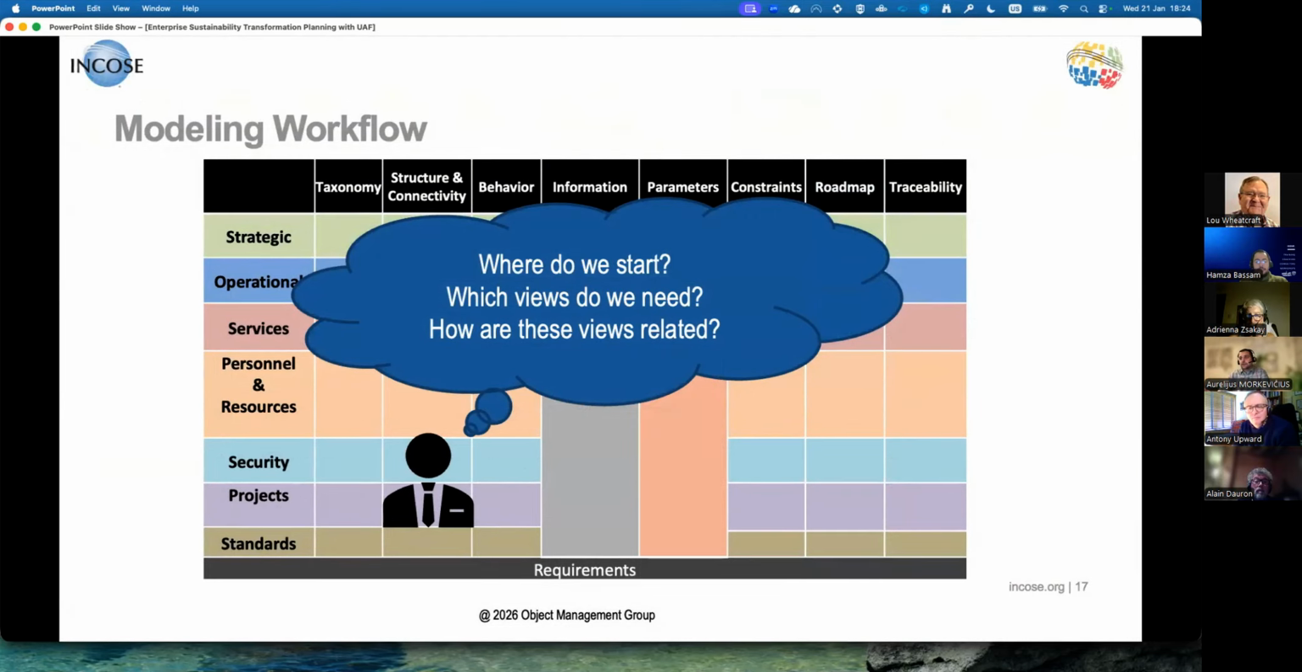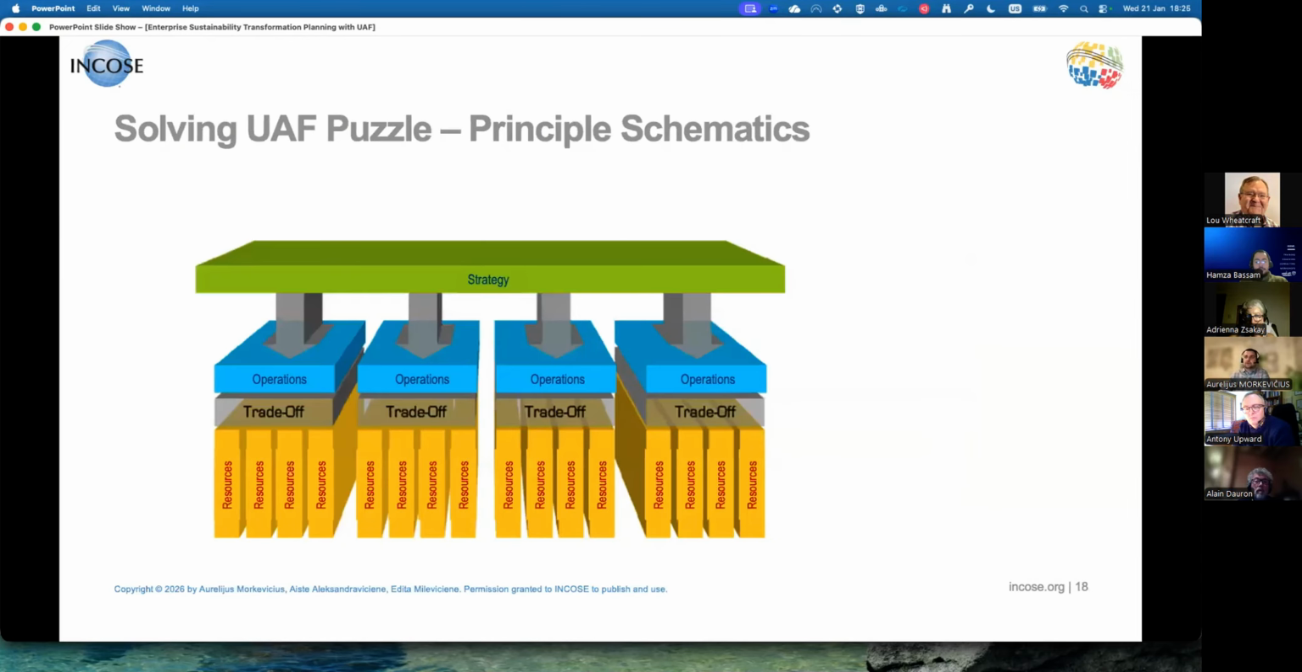And so these are exactly the questions that we try to answer. Where do we start? Which views do we need? How are these views related together? These are very common questions from architects. And there is no single answer, because it really depends on what we're trying to solve. Nevertheless, there is a kind of principal schematic that simplifies the periodic table of elements into a couple of core viewpoints and their interrelationships. So first of all, strategy. Why do we do it?